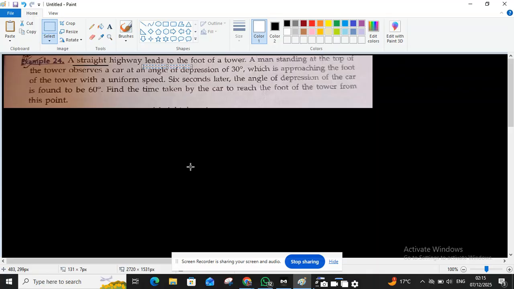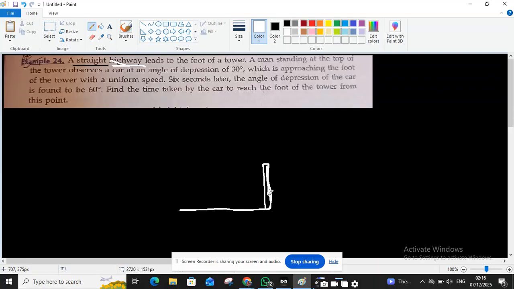A man standing at the top of the tower observes a car at an angle of depression 30 degree. So now let us draw something. They are telling that there is a highway that leads to the foot of a tower. So this is my tower. Assume this is my tower. I'm just doing a three-dimensional thing.